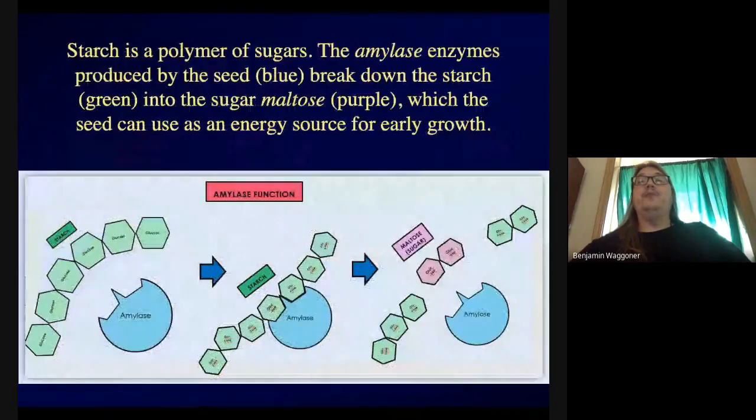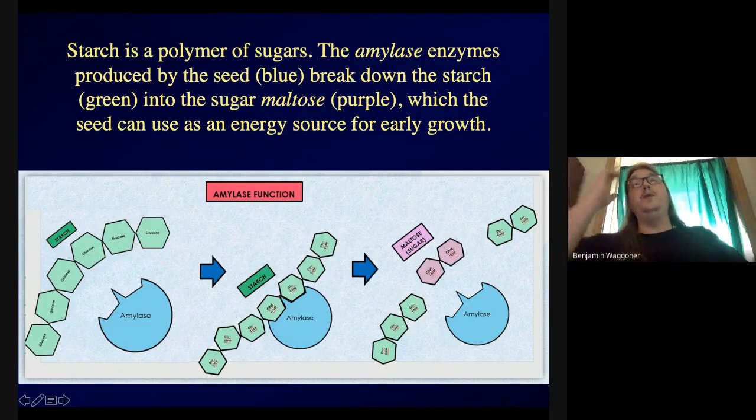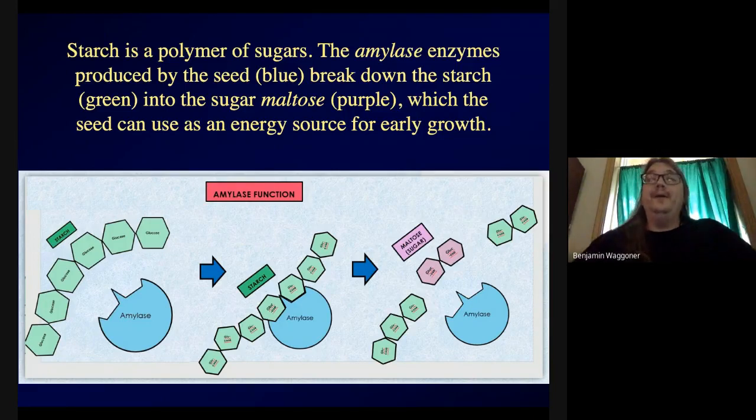Starch is a polymer of sugars, and the seeds will begin to produce enzymes called amylase, and the amylase will start chopping up these starches into a simple sugar called maltose, which the seed would normally use as an energy supply. The starch is there to give the seed enough energy so that it can grow into a plant that's big enough to start doing photosynthesis and generate its own.